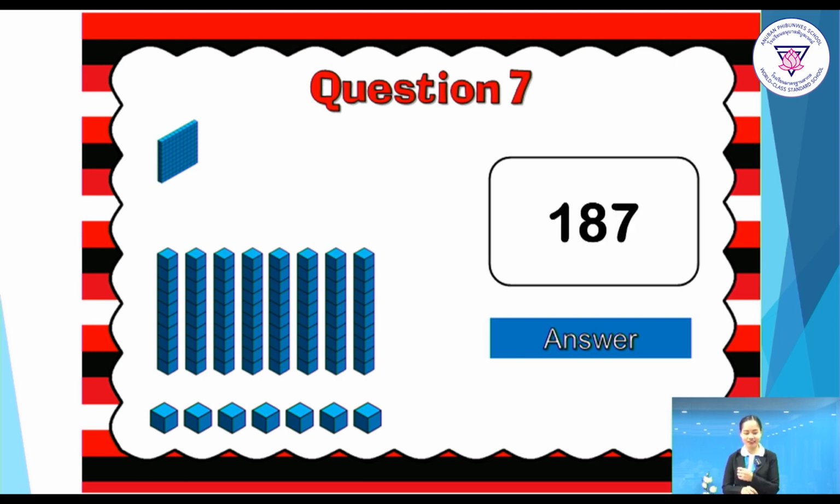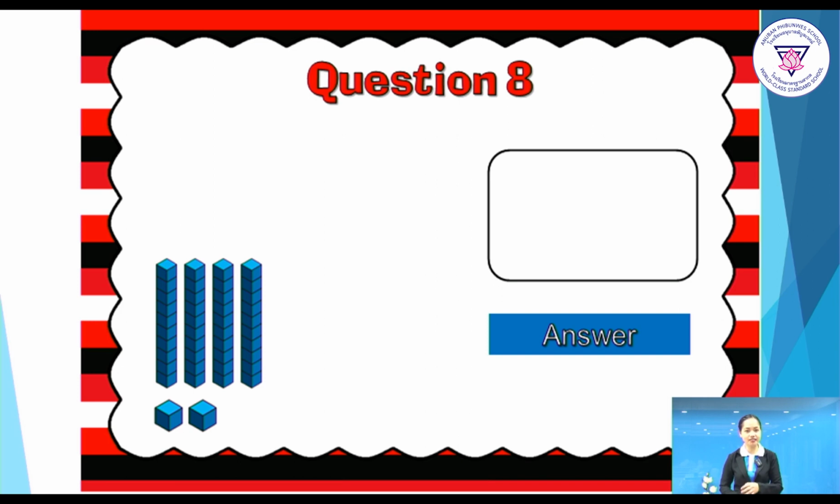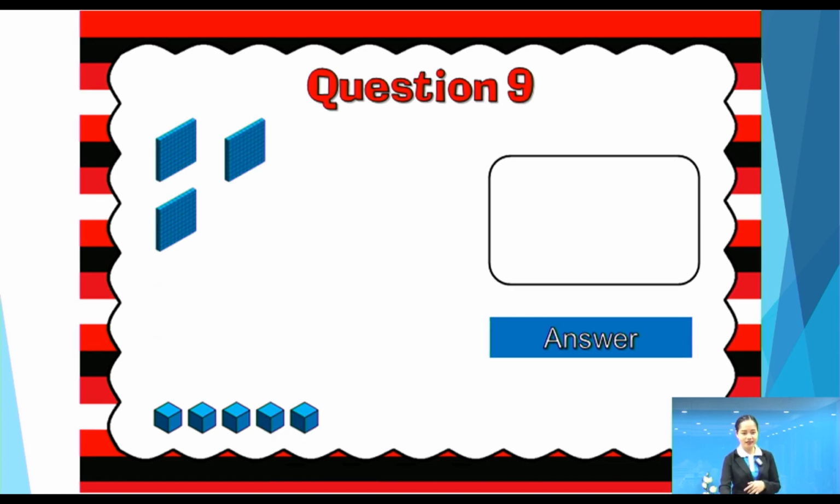Another example, number 8. Oh, this number 8, I cannot see any hundreds, any thousands. I can see only tens and ones. So what do you think is the answer? Yes, the answer is 42. Let's go to the next example. This one, you cannot see any tens. You can see only hundreds and ones. So what do you think is the answer? It's very good. It's 305.